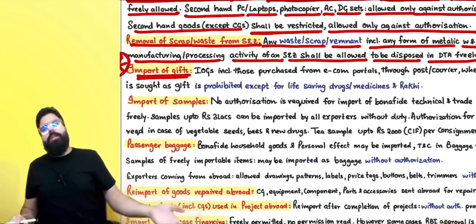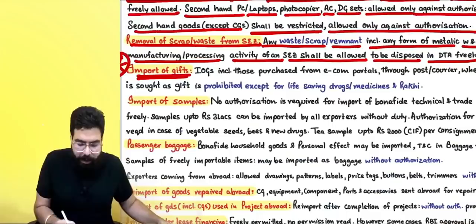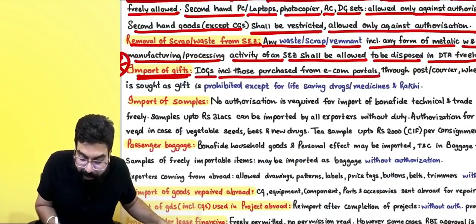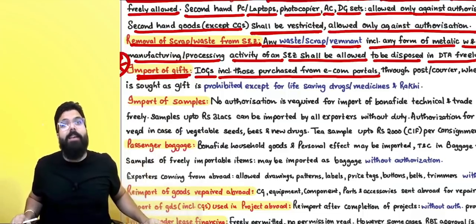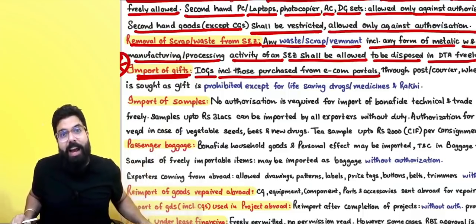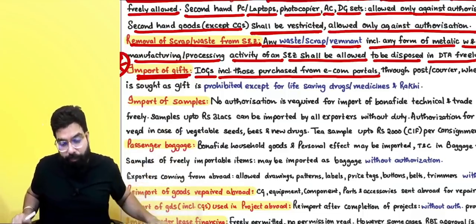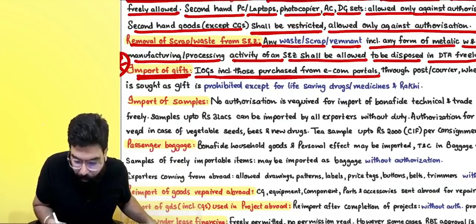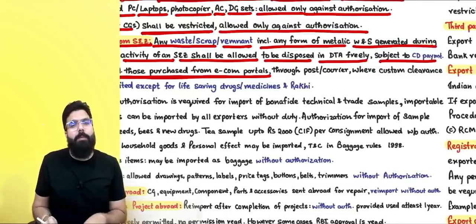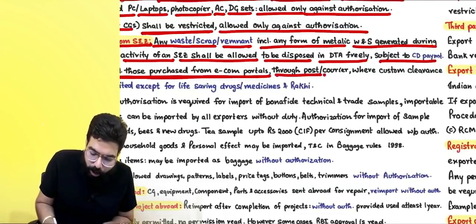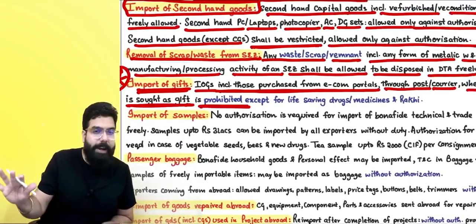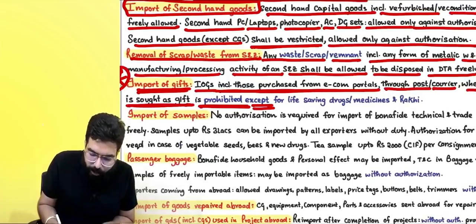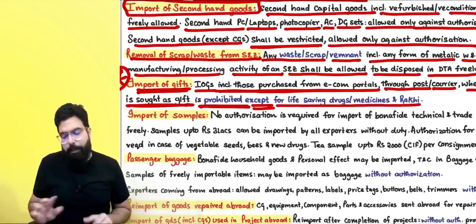Next, import of gift, very important. They can ask you, sir, can you go ahead and import the gift? Import of gift, including those purchased through an e-commerce portal. I purchased from Amazon US and I gifted myself one iPhone. They are telling: import of goods, including those purchased from an e-commerce portal through post or courier, where customs clearance is sought as gift, is prohibited. Baba, it is prohibited, except for life-saving drugs, medicine, and Rakhi.